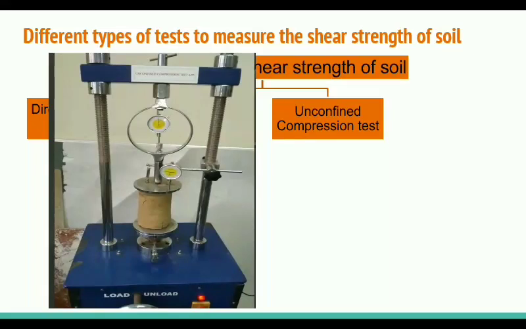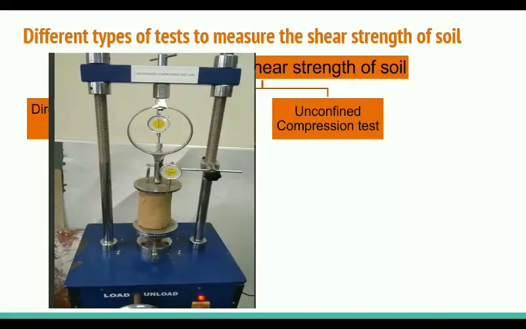There is a dial gauge fixed in the proving ring, and that dial gauge reading will give the vertical load. Another dial gauge is also fixed on the top of this soil sample, and that dial gauge reading will give the vertical displacement.